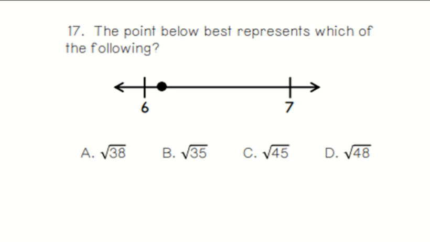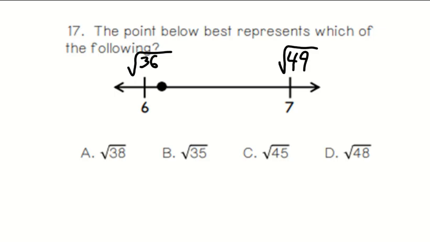All right, so now we got a little trickier maybe. We got a number line. We got some square roots. So what's 6 squared? 36. This would be like the square root of 36 right there. What's 7 squared? 49. So this would be like the square root of 49. The dot is much closer to the square root of 36, right? Is it above or below? Above. So who could tell me what our answer choice has to be?